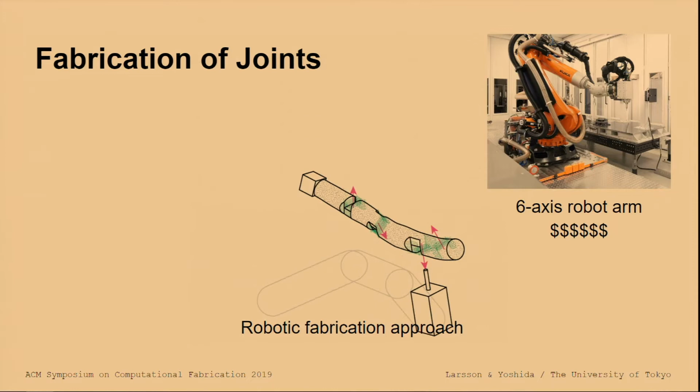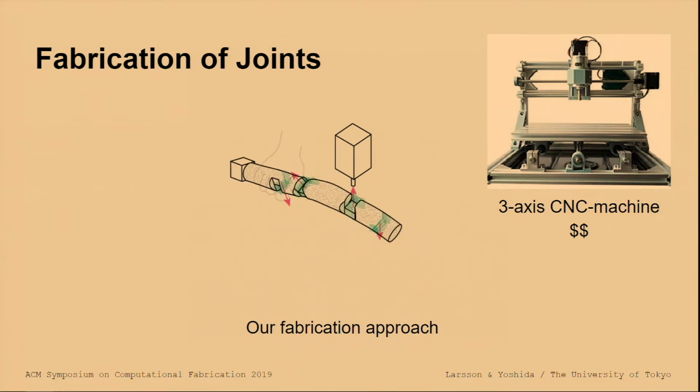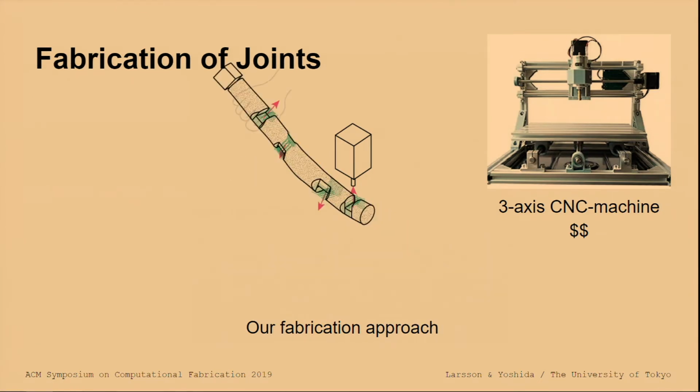And the standard approach would be to use a robotic arm to approach the material from different directions. But robots capable of milling are quite expensive and mostly available in research labs, but not in normal wood shops. And we are aiming to make a more accessible system. So we have made a different approach where the direction of the milling tool is constant, but instead the branch is repositioned by a human for each cut.